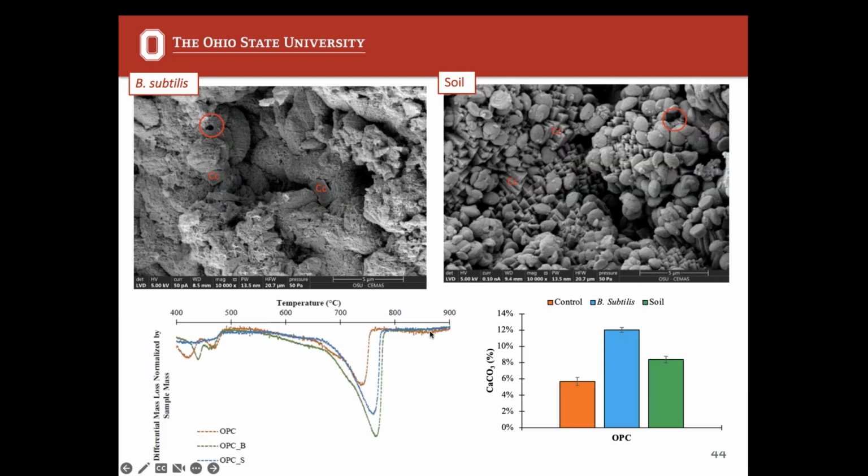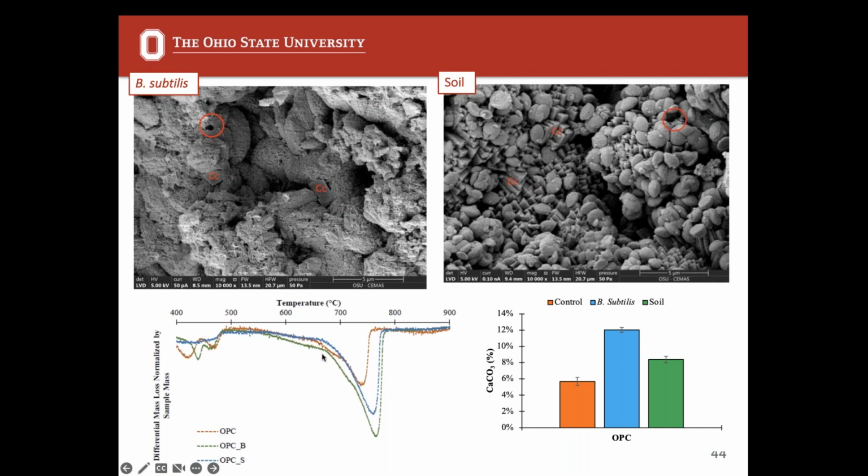Here's a little bit of scanning electron microscopy imaging where you can see some indication of the bacteria. We see these kind of odd holes throughout the sample that are circular. Those indicate that a bacteria was at least there at some point and may now be dead. We also see the presence of some of the calcium carbonate crystals within the matrix, a little bit more obvious in the soil sample than in the OPC sample.